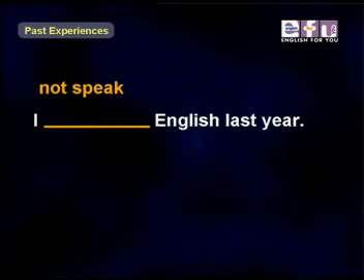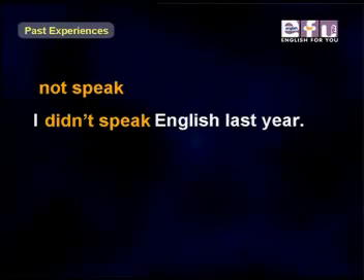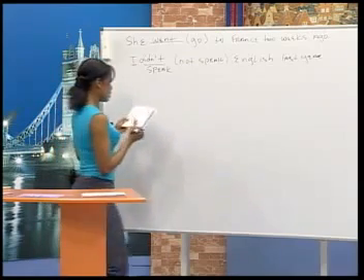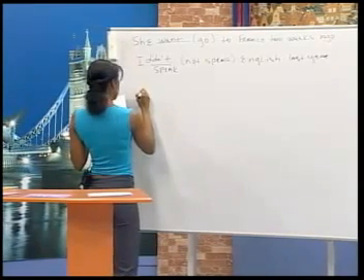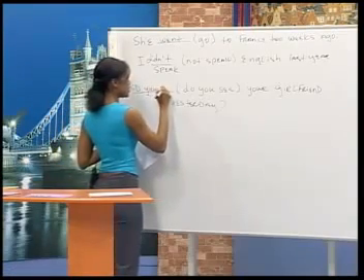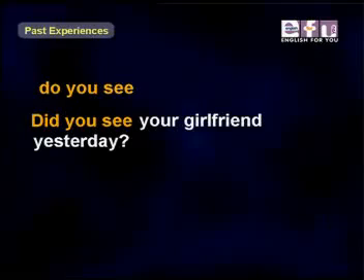English last year. I didn't speak English last year. Good. I didn't speak English last year. It's negative, so we need our helping verb, didn't. Okay, Alberto, it's your turn. Your girlfriend yesterday. Alberto. Did you see your girlfriend yesterday? Did you see? Good. Did you see your girlfriend yesterday?